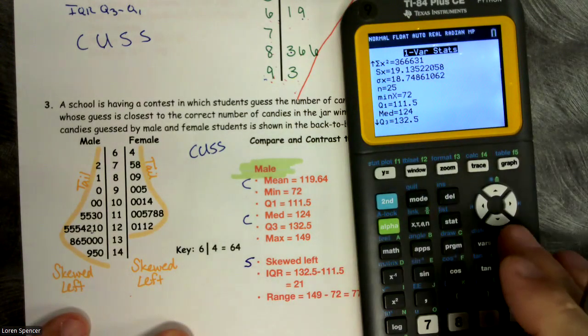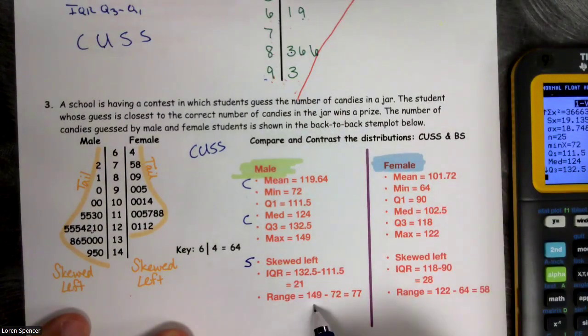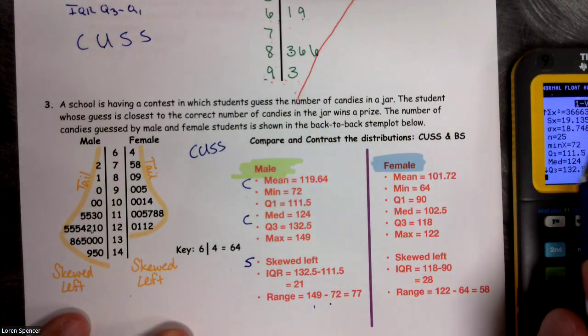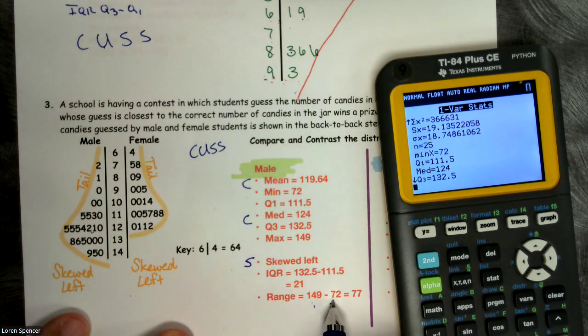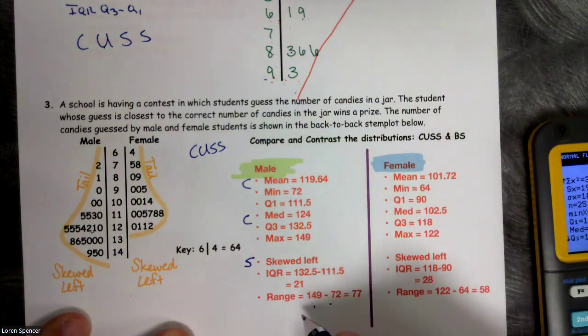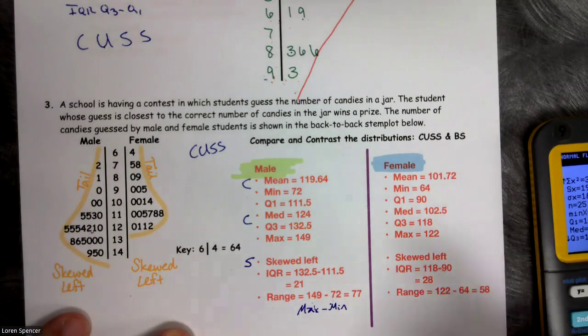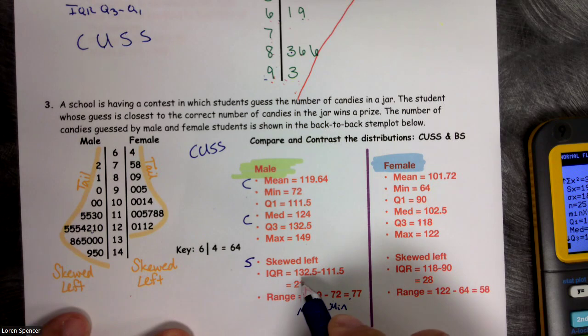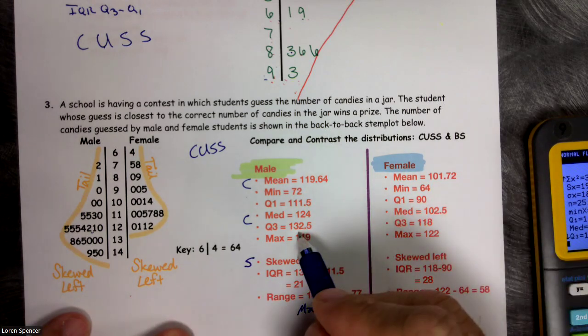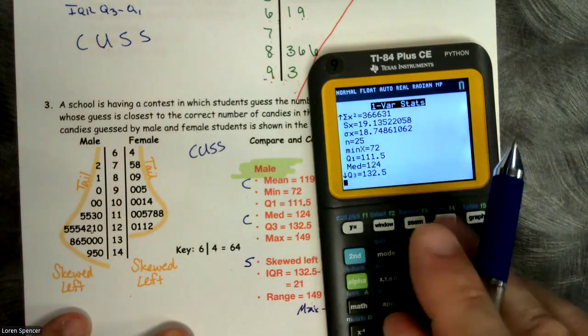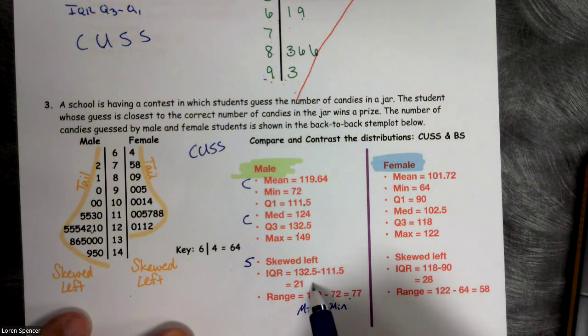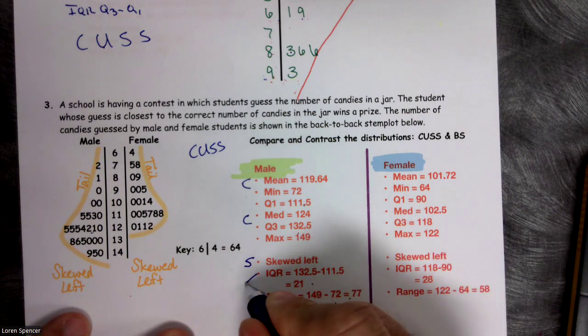So then we have our range, which is our max minus our min. So 149 minus 72. This is max minus min. So we end up with a range of that. And our IQR is Q3 minus Q1. So Q3 minus Q1, and that gives us 21. So right now we have spread.